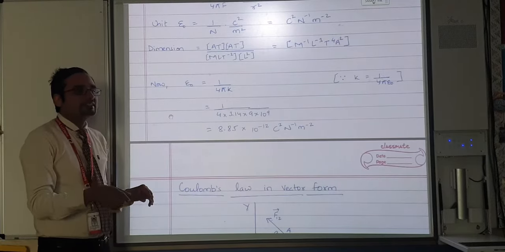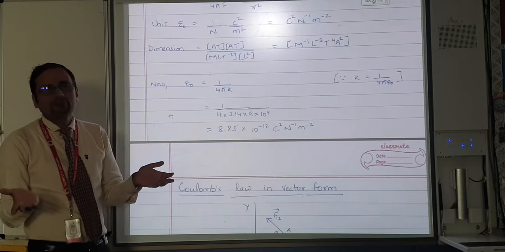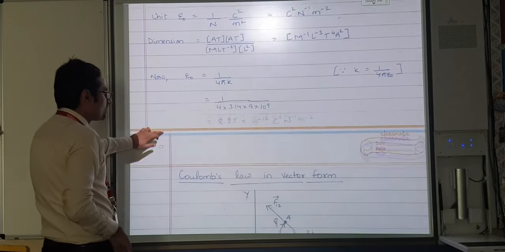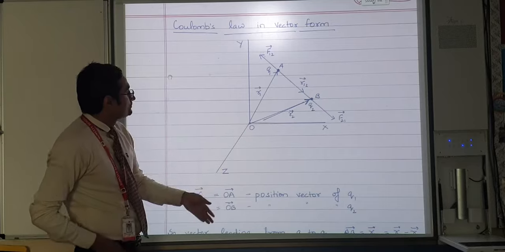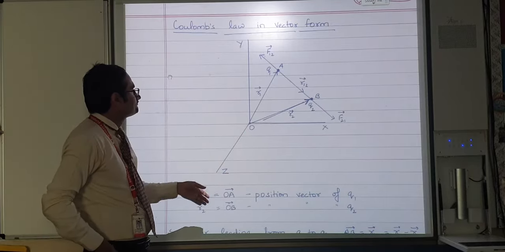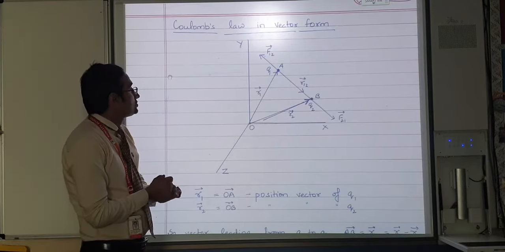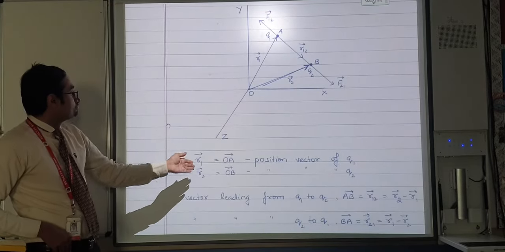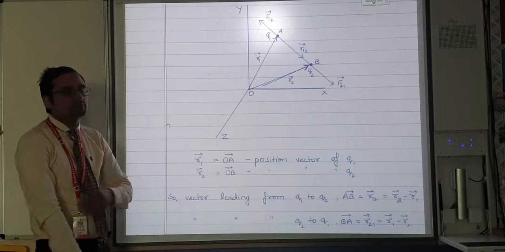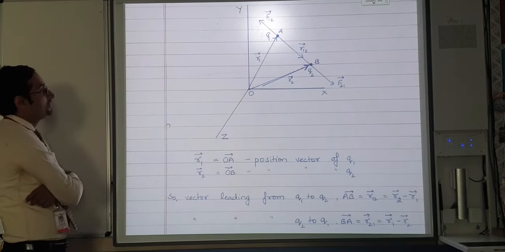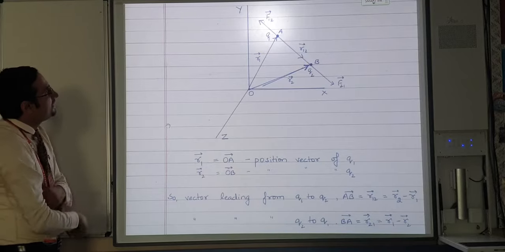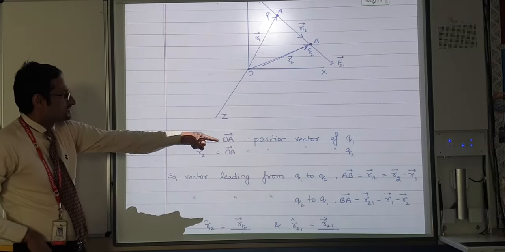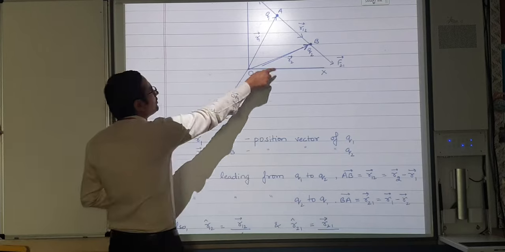Now we will understand Coulomb's law in vector form. Vector form is, by the way, nothing, just the direction comes into play. So what we are doing, Coulomb's law in vector form, okay, so I have the three coordinates x, y, z. I have two charges q1 and q2 which are at position vectors r1 and r2. Okay, this is all written. So r1 is OA, position vector of q1, r2 is OB, position vector of q2. Now the vector leading from q1 to q2, that is from here to here, we are saying AB vector, r12. r12 will be r2 minus r1.